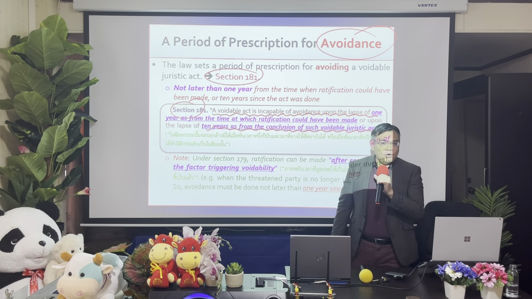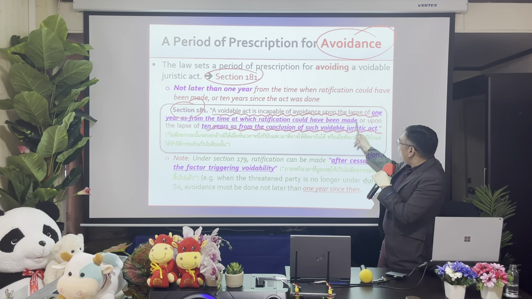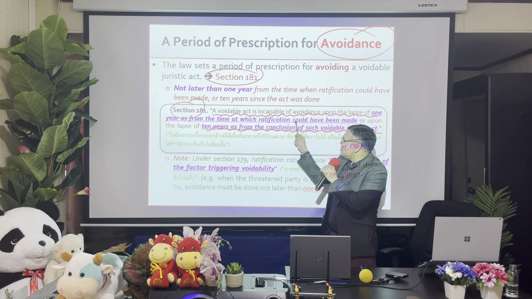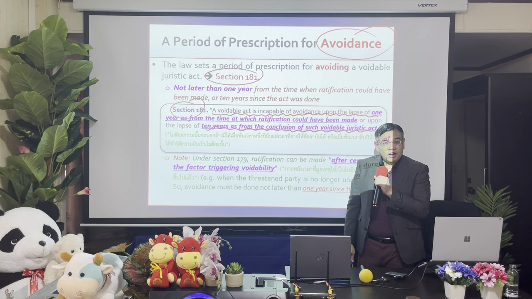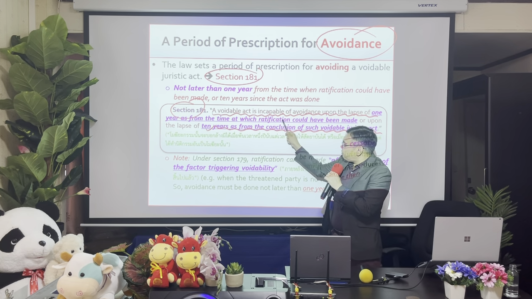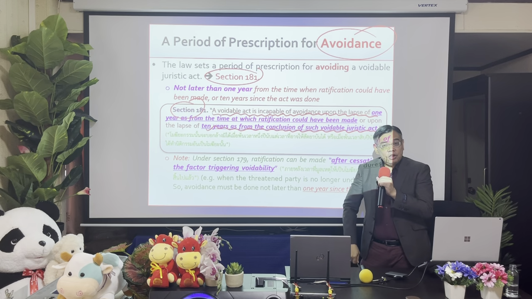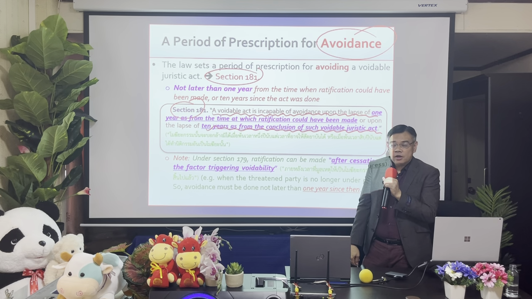Again, let's suppose that we have a contract between A and B. The law says that if the contract becomes voidable and any party wants to avoid this contract, that person will have to avoid it within the period of 1 year as from the time at which ratification could have been made. The question is, what is the time for ratification of the juridic act? If we want to ratify it, we have to do so within what period of time?